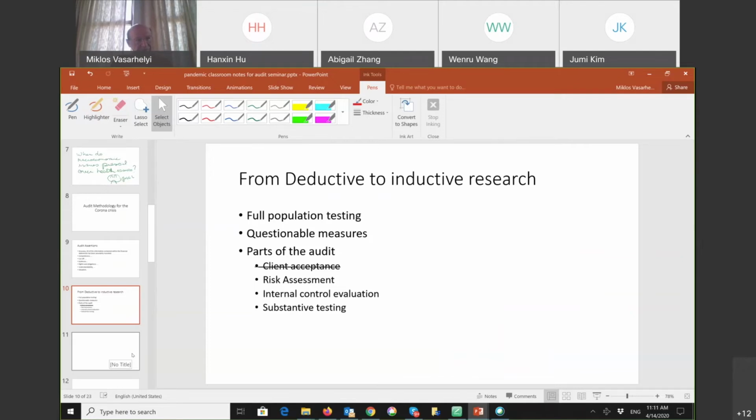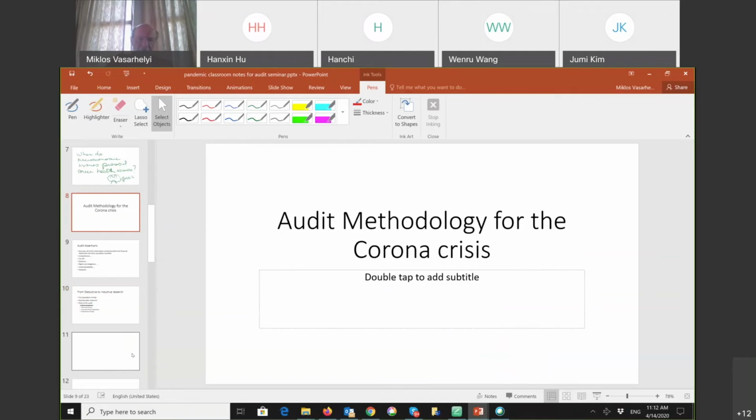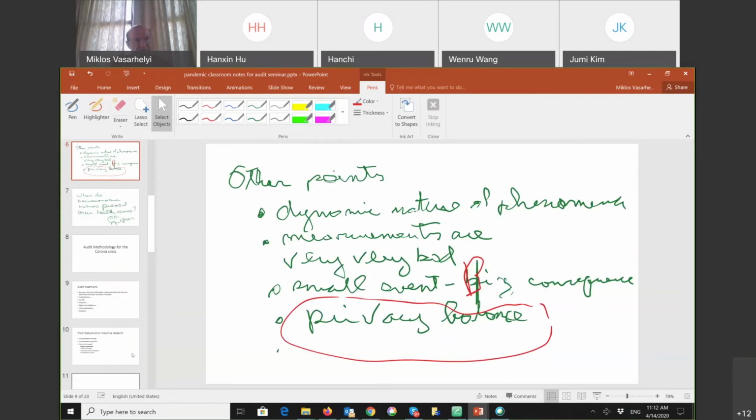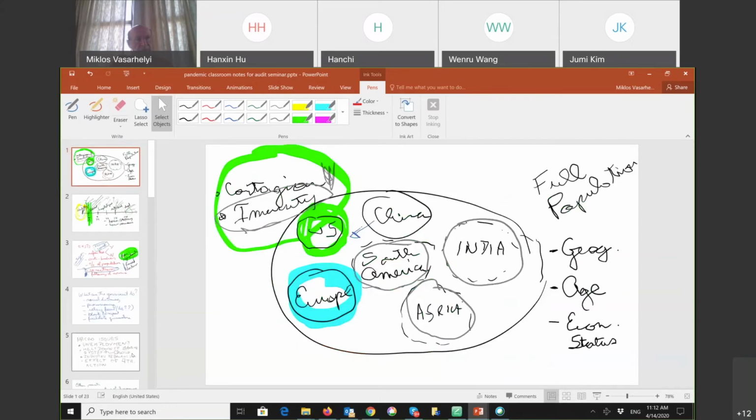I think a good thing is that when we use auditing methods, we don't assume that all the information we have is correct. We try to validate it in multiple ways, and I think that's very important, because the situation here is that maybe the government does not give us very accurate numbers, and due to multiple reasons, we have to find a way to verify the information.